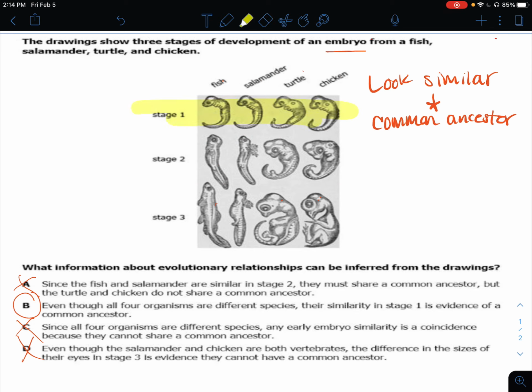So we know the answer is going to be B because of that common ancestry. They all look so similar. So go ahead and type up B, tell me why it's correct, and I'll see you at direct instruction.